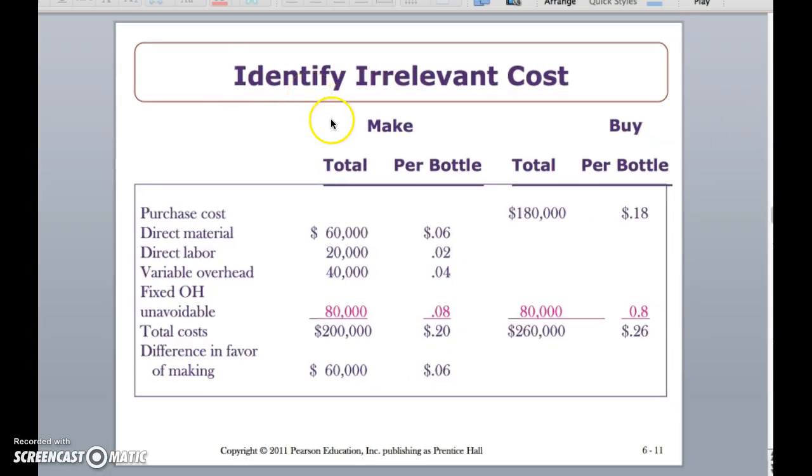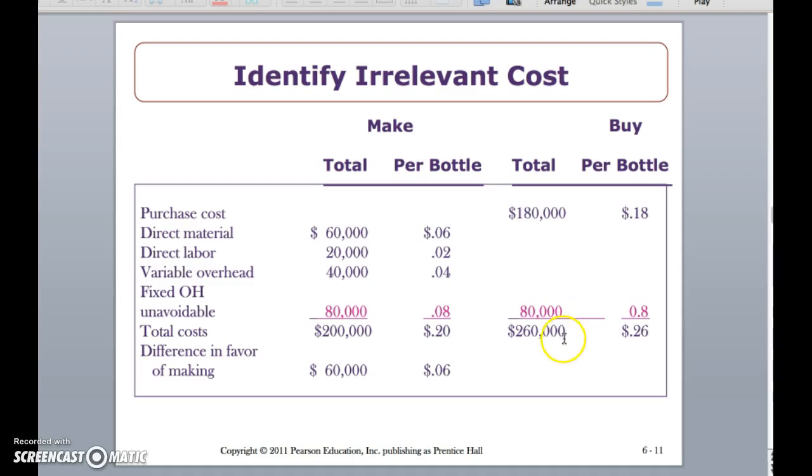Okay, so look at this table. This table lists all the costs, including the irrelevant cost. So let's look at the make alternative. If the company makes, they would pay a total of $200,000 or 20 cents each. If the company buys, it will pay an outside supplier $180,000 or 18 cents each, plus the unavoidable fixed overhead of $80,000.